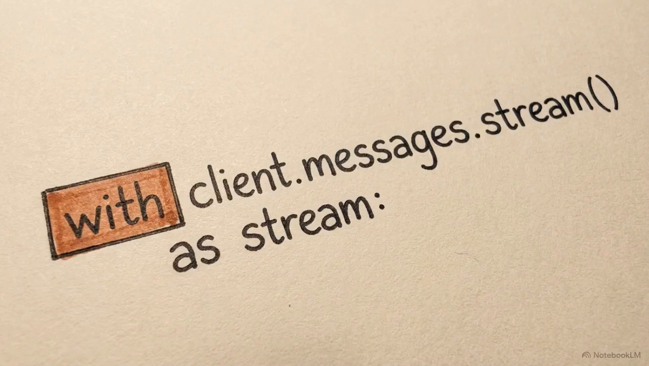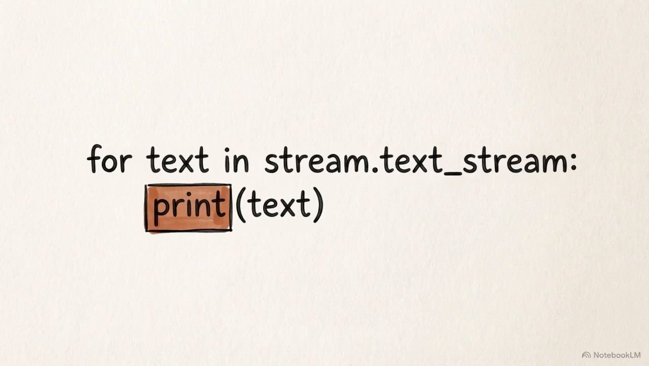Our first optimization addresses this latency by replacing the standard creation method with client.messages.stream. This requires a structural update to the script. We implement a context manager to iterate over the streaming object, allowing the terminal to print individual text chunks as they are generated in real time.